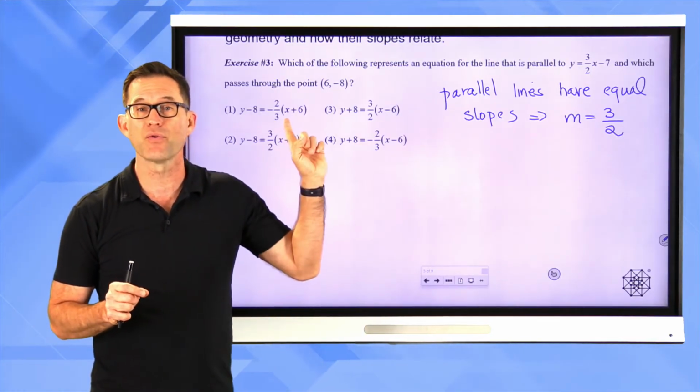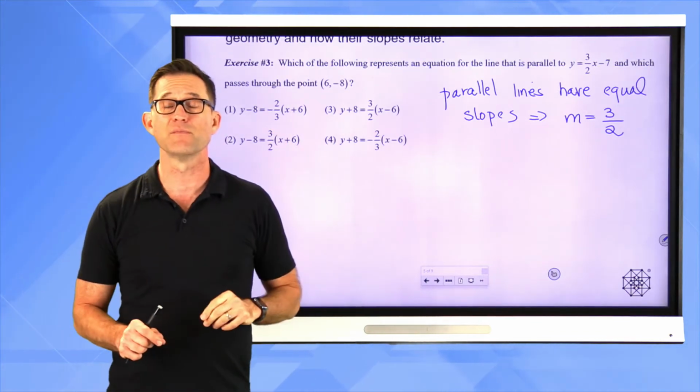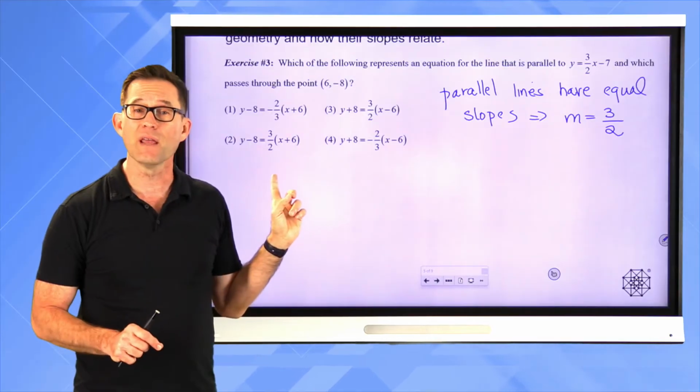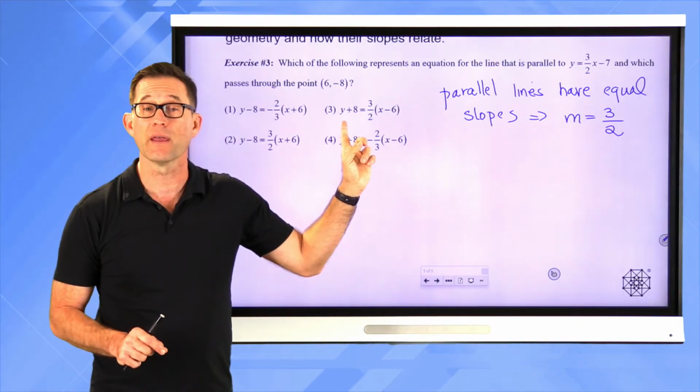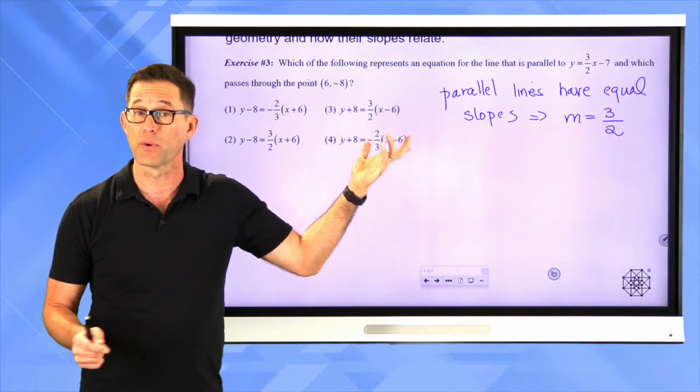They have a slope of 2/3 here, -2/3 there. Actually, both of them are -2/3. I just misread the board. All right, so it's either got to be choice 2 or choice 3, both of which are written in this point slope form that has a slope of 3/2.